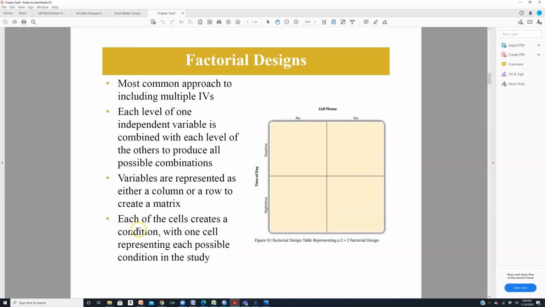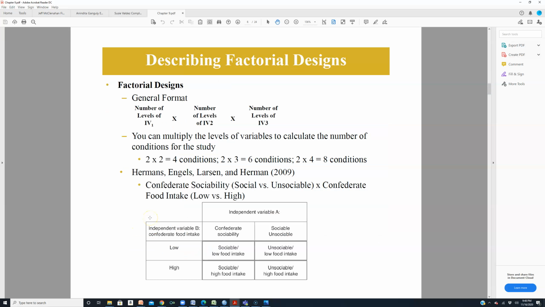Anyway, all possible conditions in this study are represented in that matrix. When you have a factorial design, we write it out similar to a math equation. So I literally call it a 2 by 2, or a 2 by 3, or a 2 by 2 by 2, or a 2 by 3 by 3. The number of numbers in that equation tells me how many factors or IVs I have. The presence of a number tells me that it represents an IV, and the number itself tells me how many conditions are in that IV.